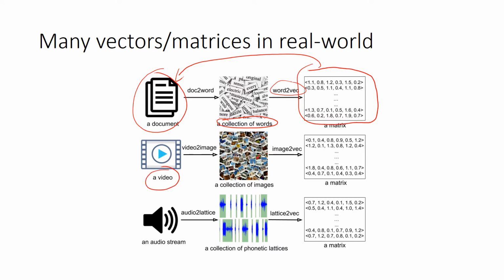And if we have a video, then we first divide this video into a collection of images, and then we use image to vector to represent the video using a matrix. We can represent an audio stream using a matrix as well. Similar techniques can be applied to other representations of objects.